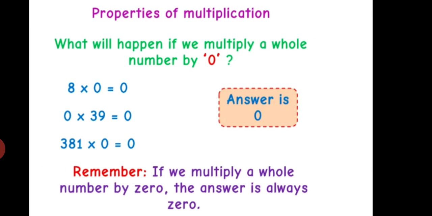Now, what will happen if we multiply a whole number by 0? For example, 8 into 0, 0 into 39 or 381 into 0, the answer is 0. If we multiply a whole number by 0, the answer is always 0.